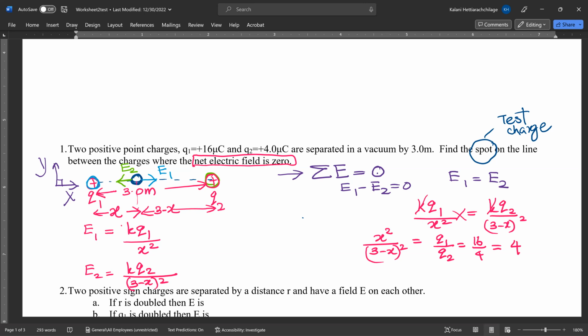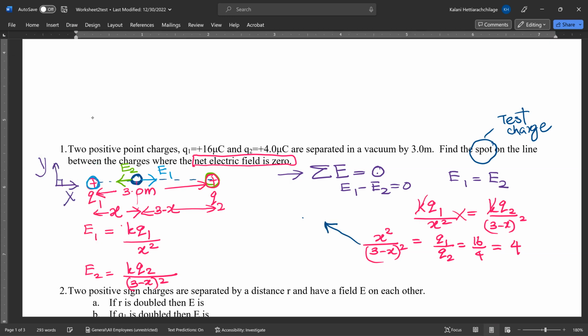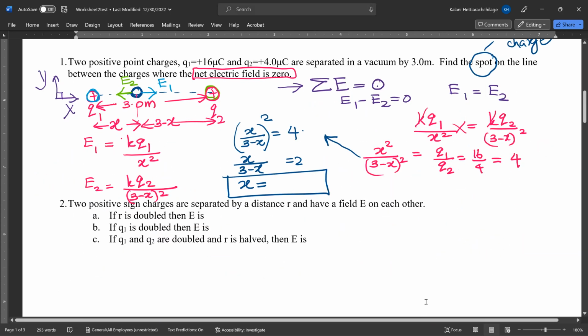So now we're going to continue, and you're going to continue. I'm going to write the answer at the end. And then you finally get x over (3 minus x) to the power 2 should be equal to 4. Take the root on both sides. That means 2 equals x divided by (3 minus x), and find x. Okay. Find x. So I get around 2.0 meters.